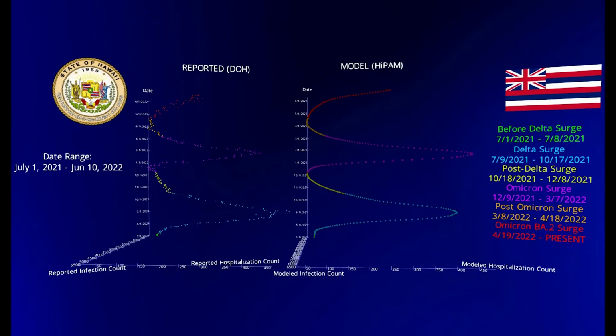Here we have two 3D plots. The left plot is of the reported data provided by the Department of Health, and the right plot is the model's predicted fit for the data. Each of the colors represent a different stage of the pandemic.